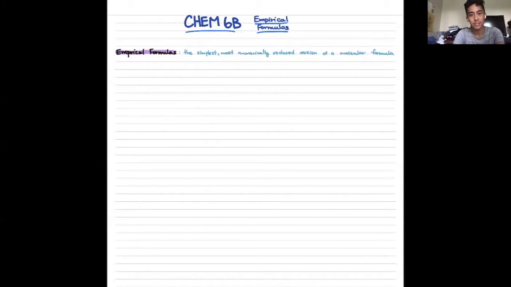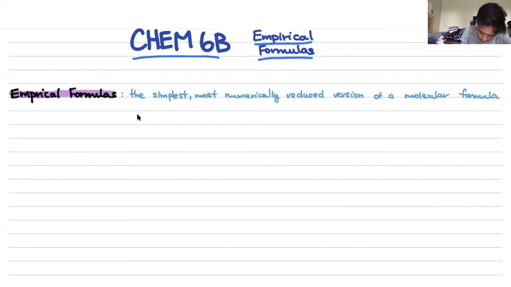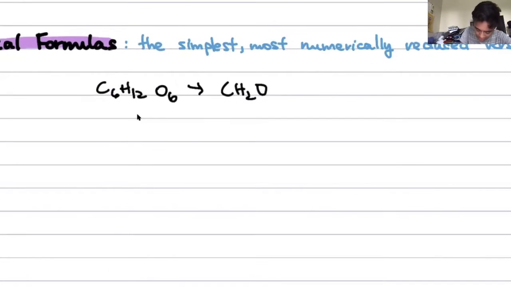Empirical formulas are the simplest, most numerically reduced version of a molecular formula. To give an example, I want to give the example of glucose. Glucose is C6H12O6, and if you were to divide every element in glucose by a factor of 6, you would get something like CH2O. Oops, little typo here. Again, I just divide everything here by 6, and then I get these coefficients.